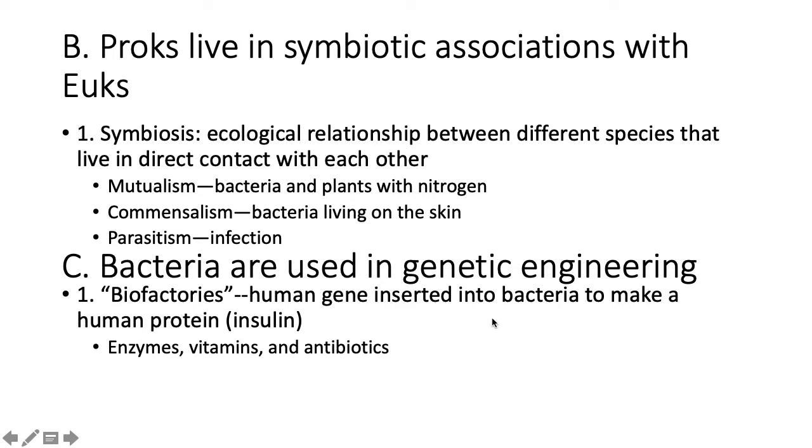We also use bacteria in genetic engineering. This is a new section in this new edition. Bacteria are considered biofactories because we can take human genes and insert and integrate it into the bacteria, and the bacteria will read that gene and make that human protein. And we do this with insulin. This is actually how we make medication of insulin. We harvest it from bacteria cells. Okay. We can also do it with vitamins, enzymes, as well as antibiotics. So without them, we wouldn't be able to mass produce all of this stuff.